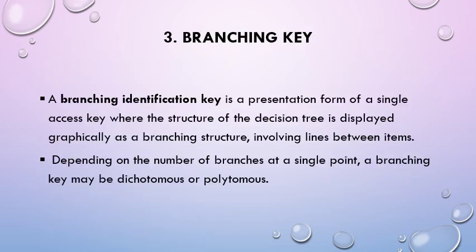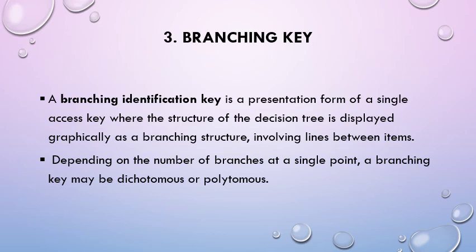The third type is the branching key. A branching identification key is a presentation form of a single access where the structure of the decision tree is displayed graphically as a branching structure involving lines between items. Depending on the number of branches at a single point, a branching key may be dichotomous or polytomous. So what is the branching key?